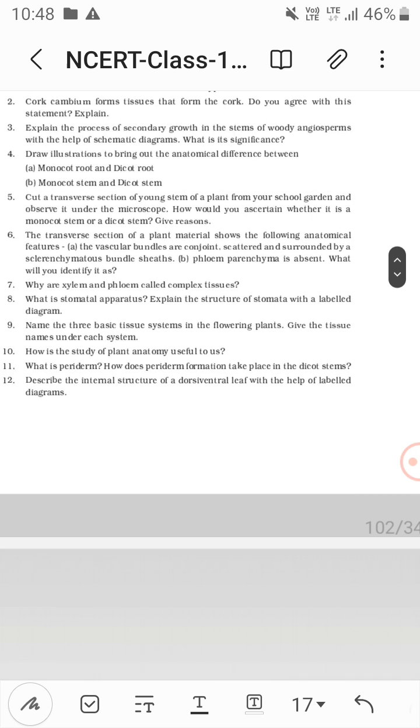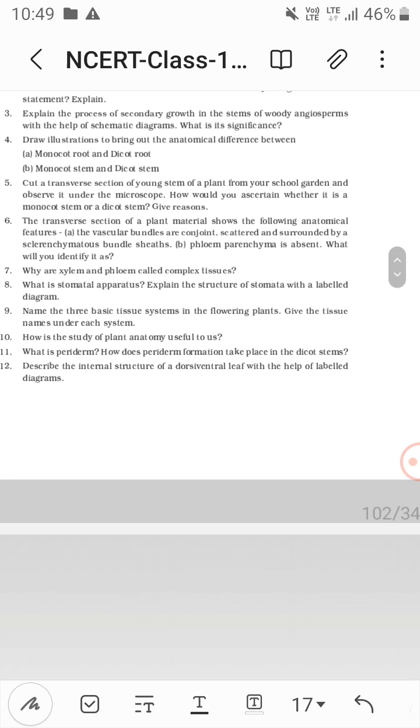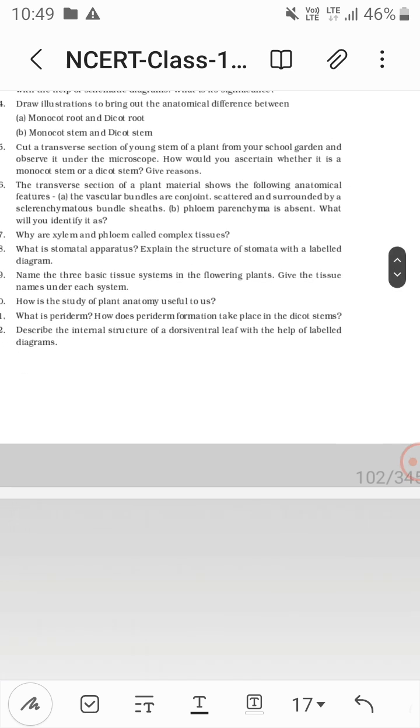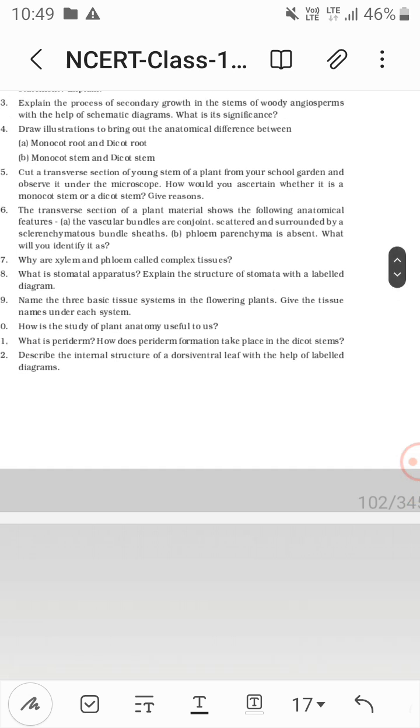Xylem and phloem are called complex tissues. Why are xylem and phloem called complex tissues? Because they are made of different types of cells. What is stomatal apparatus? Explain the structure of stomata with a labelled diagram. Stomatal apparatus includes three things. Which are they?